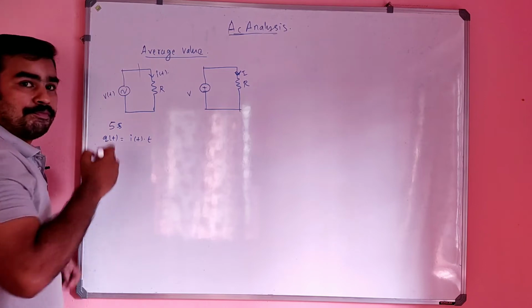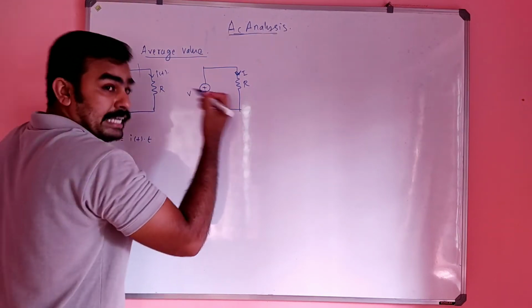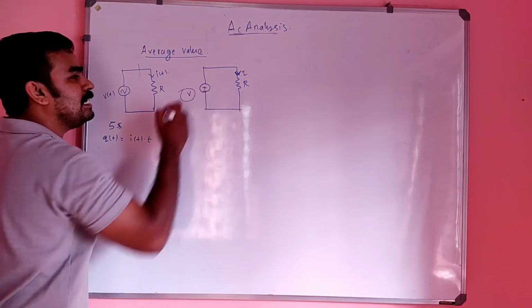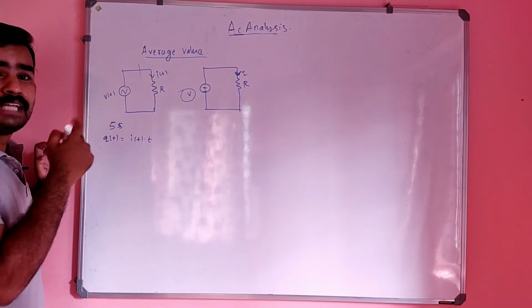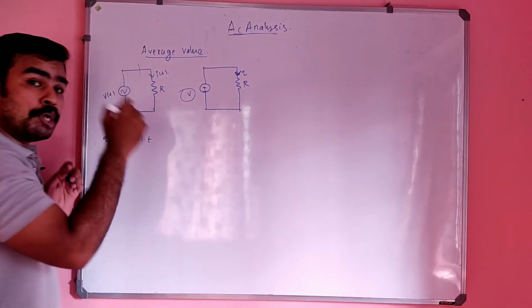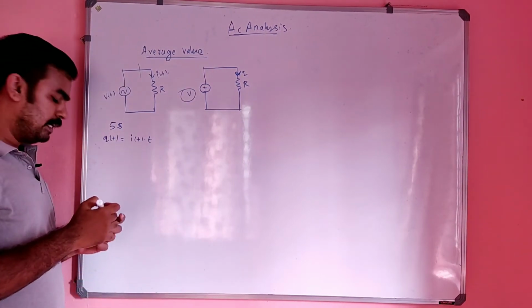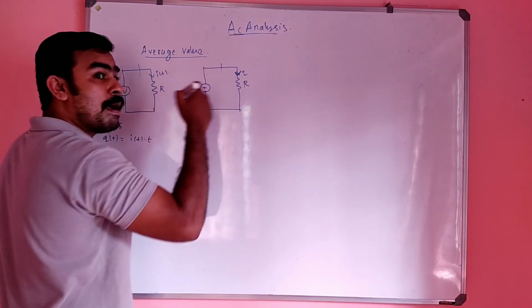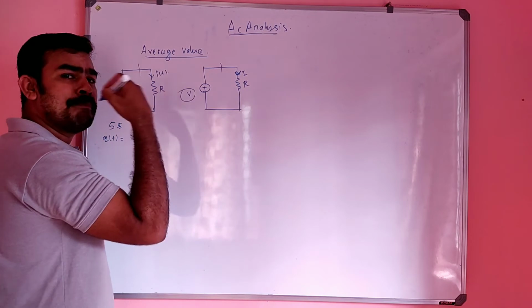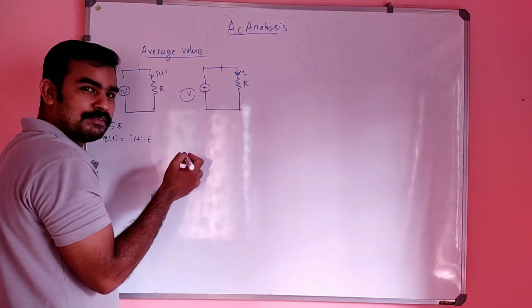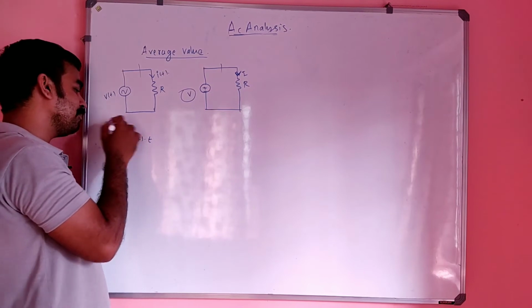And for the second circuit, what will be the value of this V? That is DC, no? What will be the value of this V in order to make it transfer the same number of charges in the circuit for the same time?